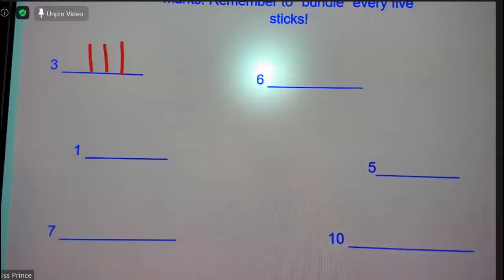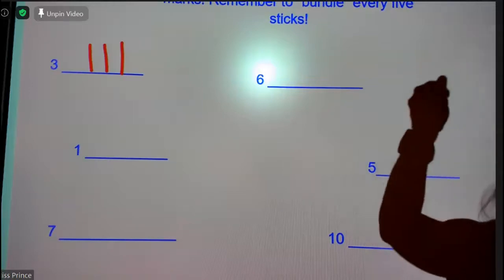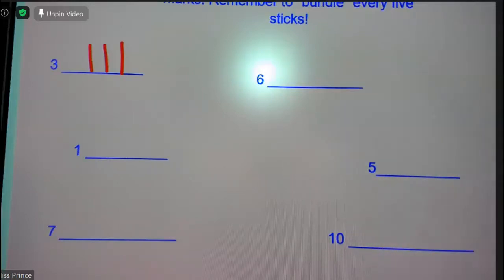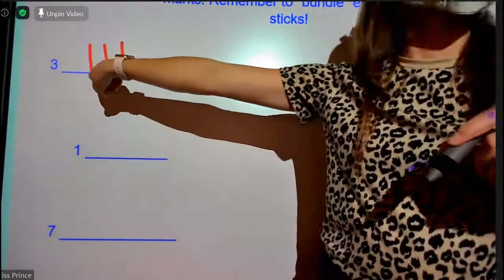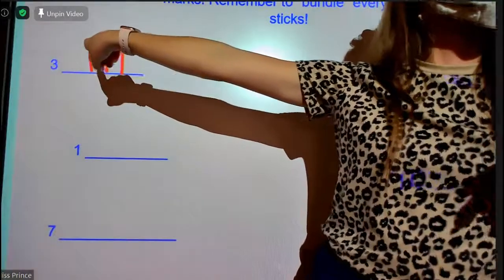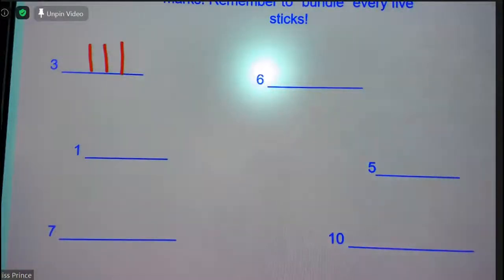Awesome. Elijah, can I have you hold it up so I can see your 3? Make sure you draw 3 tally marks just like this, Elijah. Awesome. You guys are so smart.